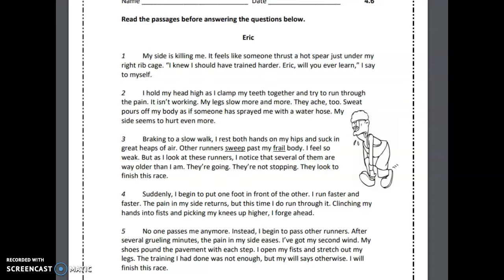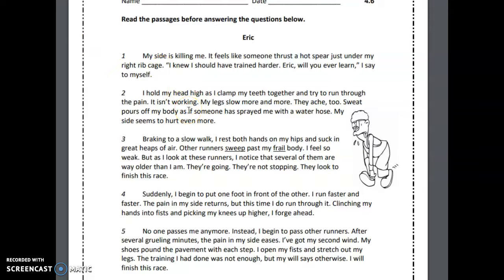After several grueling minutes, the pain in my side eases. I've got my second wind. My shoes pound the pavement with each step. I open my fist and stretch out my legs. The training I've done was not enough, but my will says otherwise. I will finish this race.